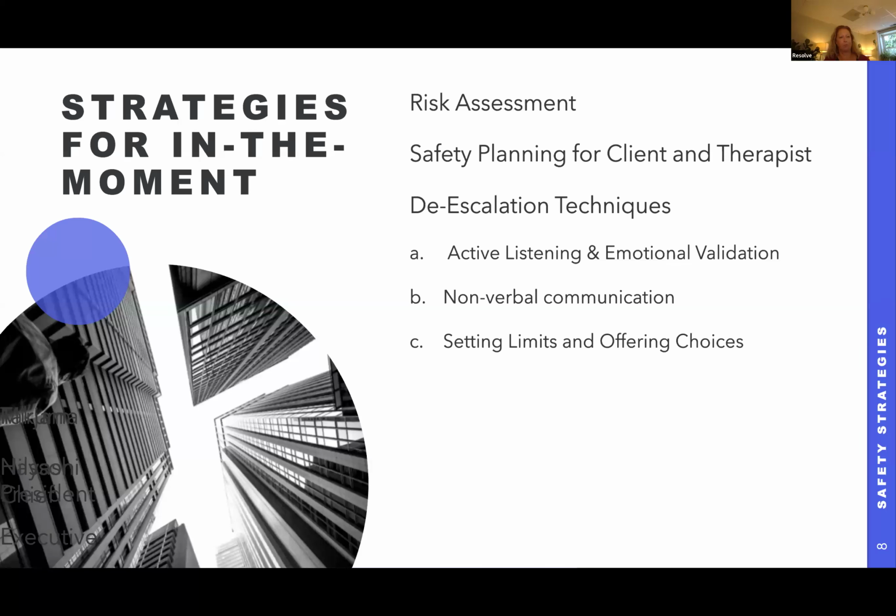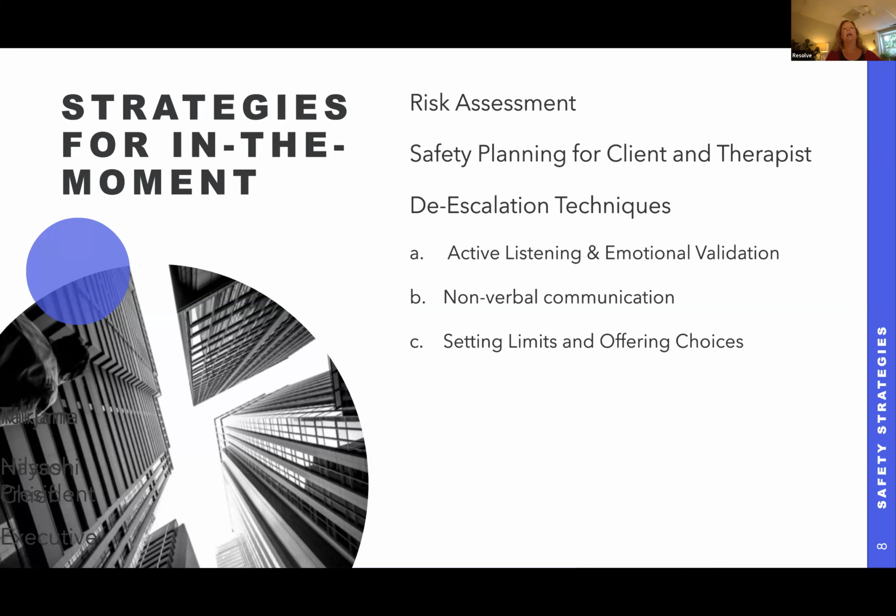Okay, so strategies for in the moment. You are in a session and a client is presenting in one of those three ways. What do you do? The first thing is to know your assessments, your risk assessments, to assess what the current behavior that you're seeing is.